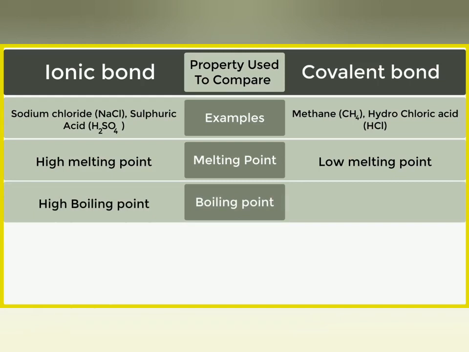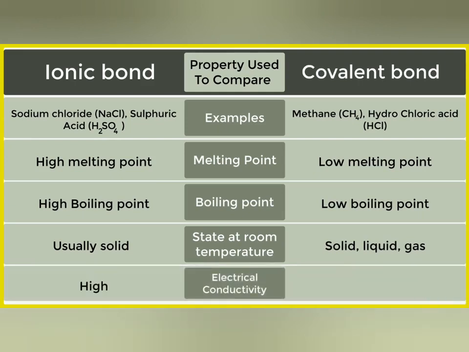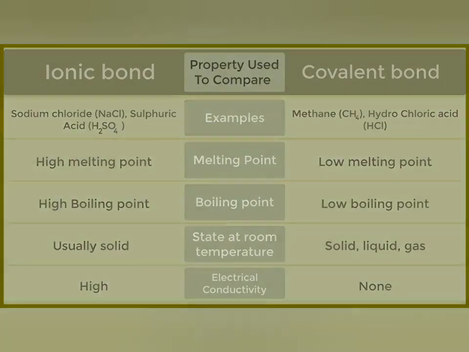Boiling point. Ionic bonds have a high boiling point and covalent bonds have a low boiling point. State at room temperature. Ionic bonds are usually solid while covalent bonds are solid, liquid and gas. Ionic bond is having high electrical conductivity while covalent bond is having none.